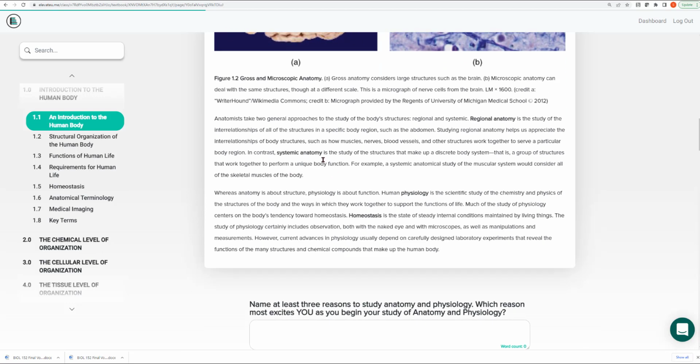The other side of this equation, though, is physiology. So once you learn all the pieces and parts, then you need to learn, what do those pieces and parts do? How do they work together? How do they allow our body to function? So physiology is really about studying the function of the body. What does the body do?